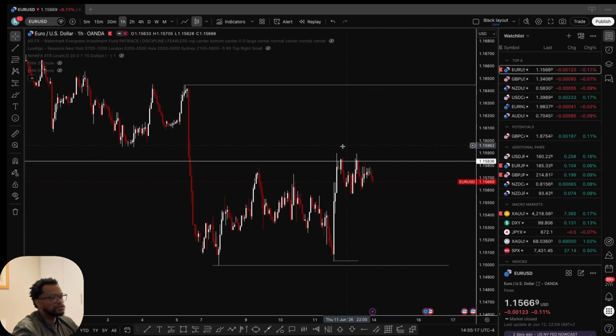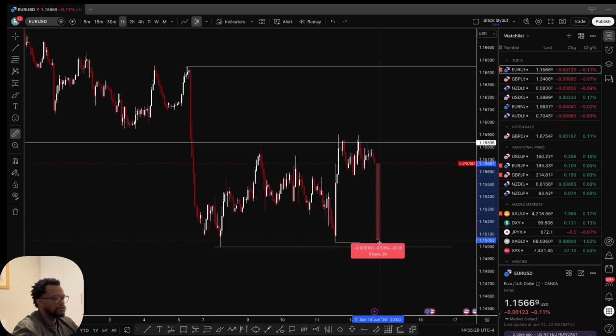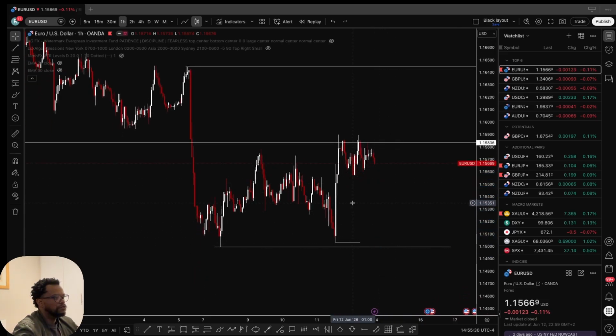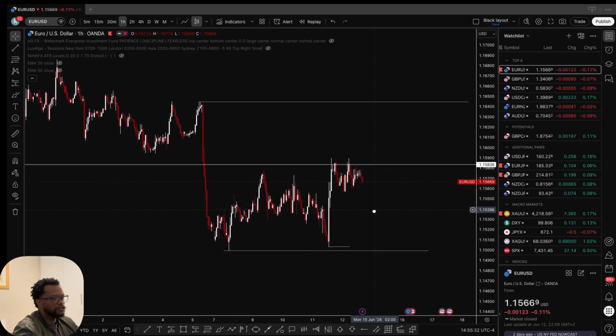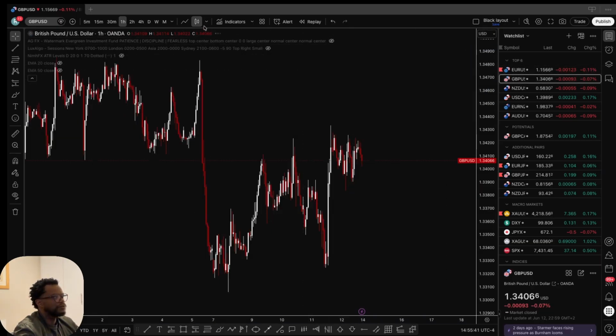I'm gonna mark this because it's looking great. It's positioned well, and we can get a nice big run into this low, which will give, we're just targeting a 3-to-1, 2-to-1 until we can readjust when we get to this low. So that's euro dollar. Going to pound.